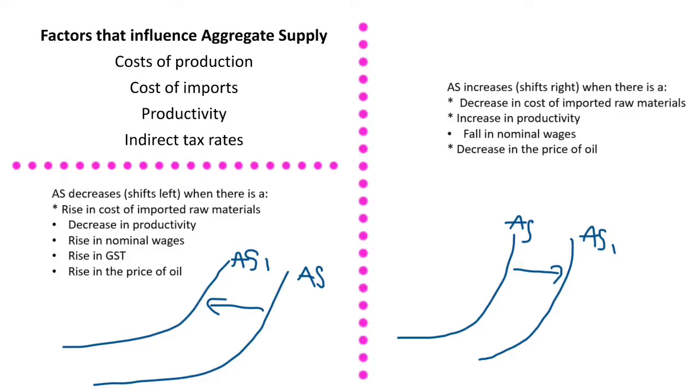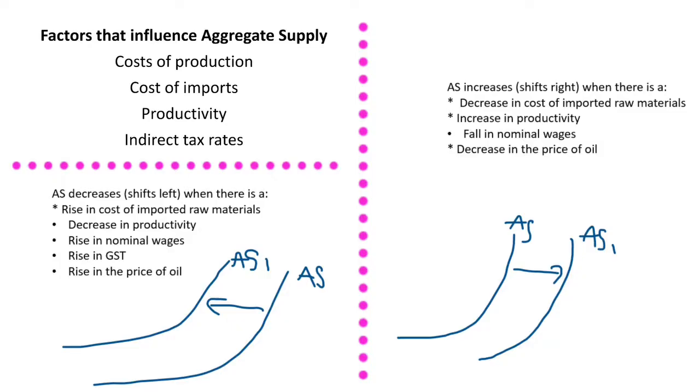If there was a decrease in productivity, so the workers hurt themselves, or they didn't have the right skills to get the job done, the productivity is going to decrease. So their supply, their total output would also decrease. So that would be a shift to the left. If there was a rise in wages, that means the company is paying out more. So their costs are going to go up. So their production is going to decrease. So that would be a shift to the left.